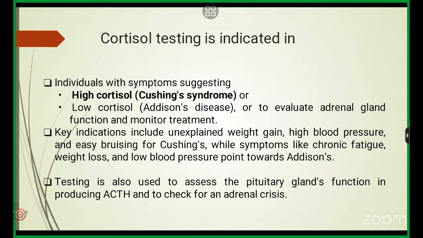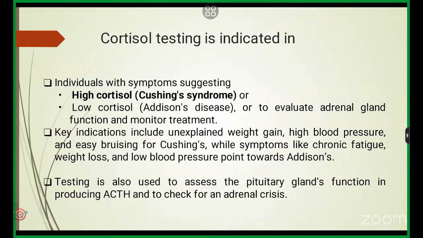Cortisol testing is indicated in individuals with symptoms suggesting high cortisol, like Cushing syndrome, or low cortisol, Addison's disease. So when we have high cortisols, we have Cushing syndrome. Low cortisols, Addison's disease. To evaluate adrenal gland function and monitor treatment is the third reason why we do cortisol testing. The key indications include unexplained weight gain, high blood pressure, and easy bruising for Cushing syndrome, while symptoms like chronic fatigue, weight loss, and low blood pressure point towards Addison's.